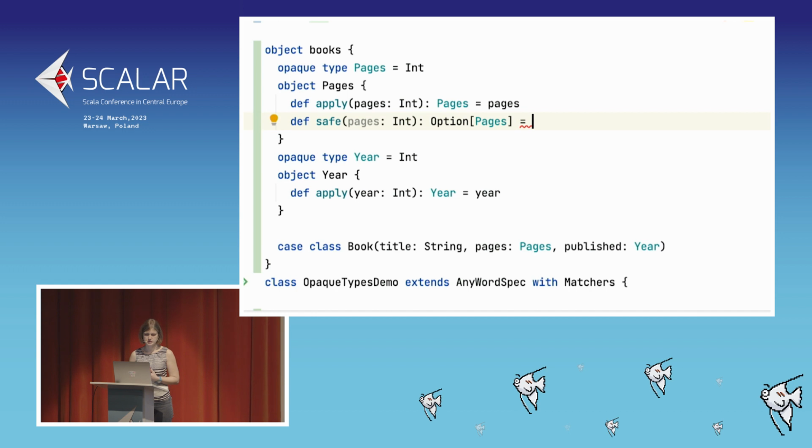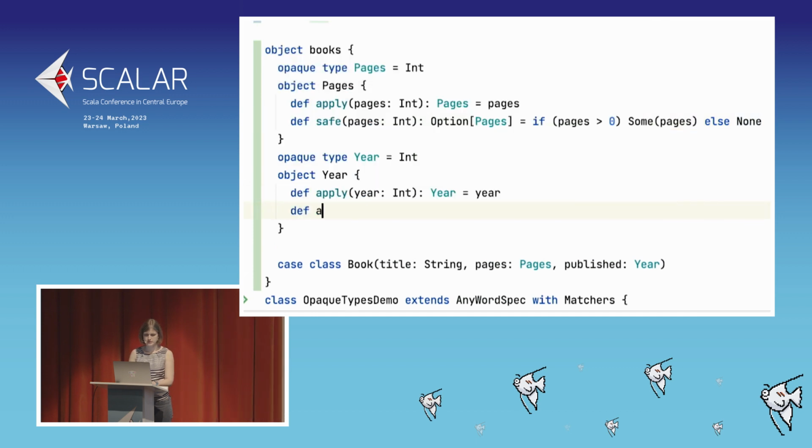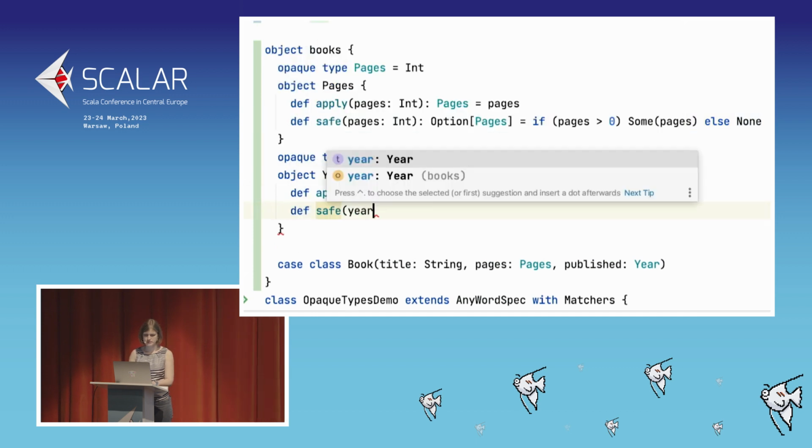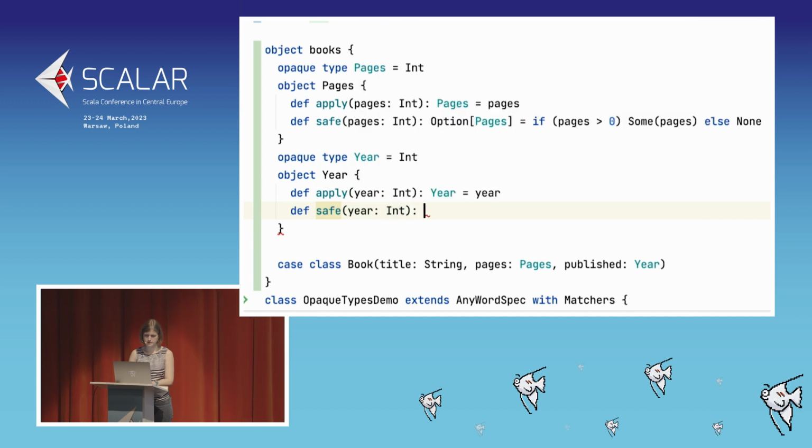So what's the implementation of such a constructor? We want to say that if we have a correct number of pages, then we actually create it. So probably if pages is greater than 0, then we are just fine. So in this case, return an instance of pages, else return a none. And we can do the same for year. So we have the safe method taking the number of years, returning an option.